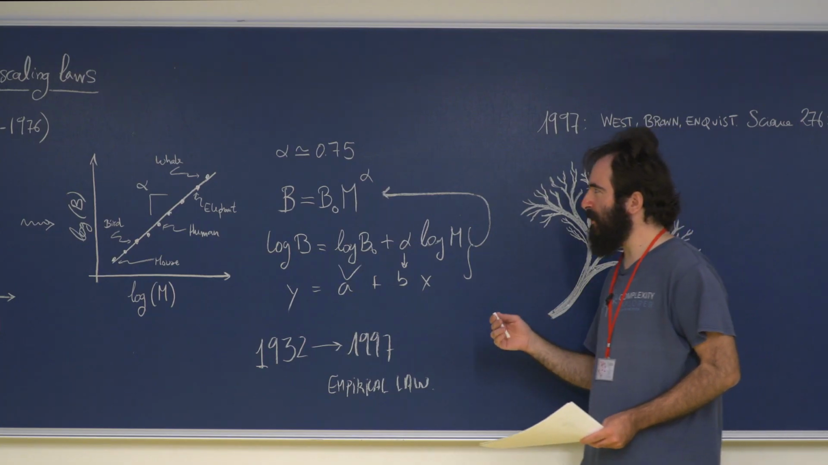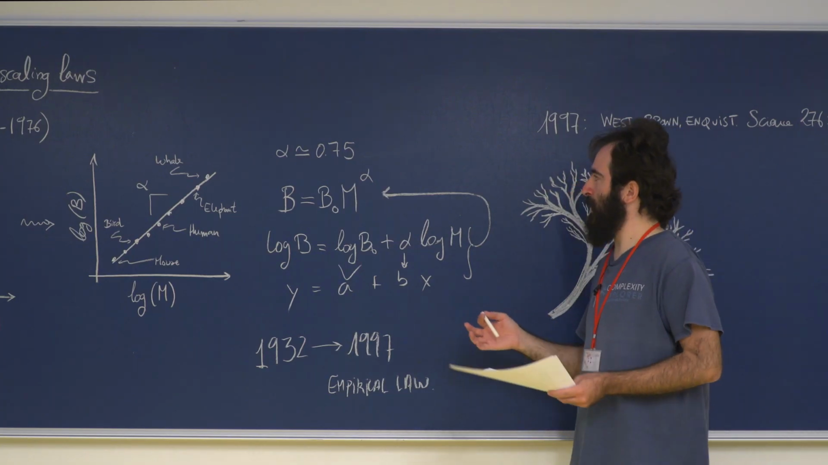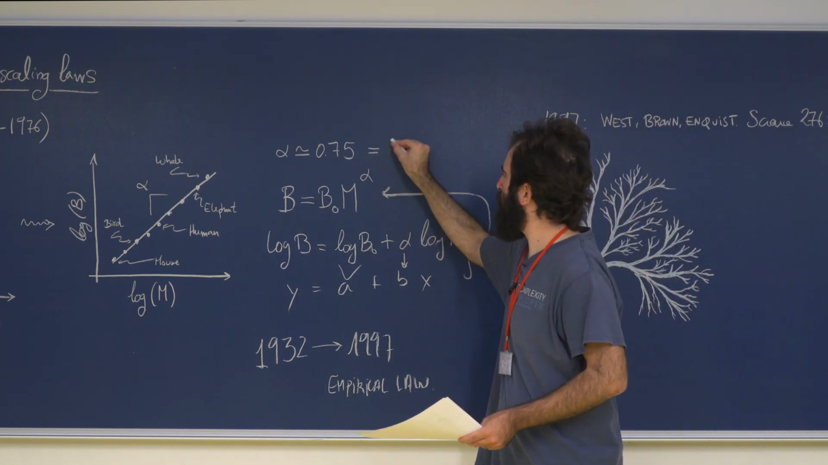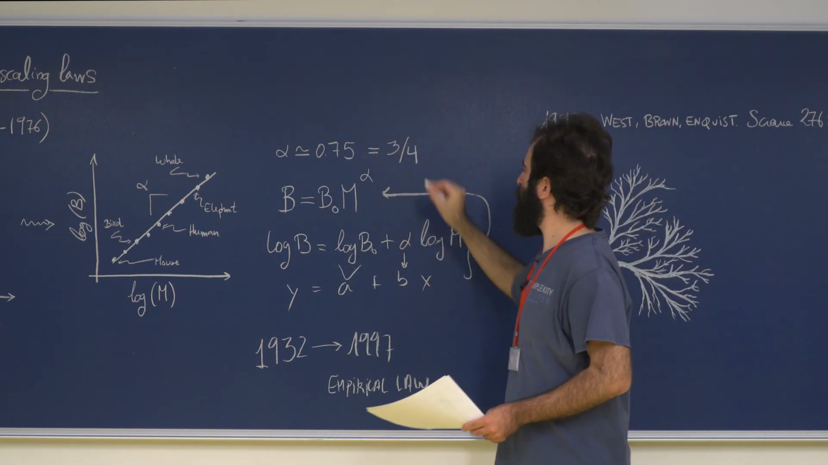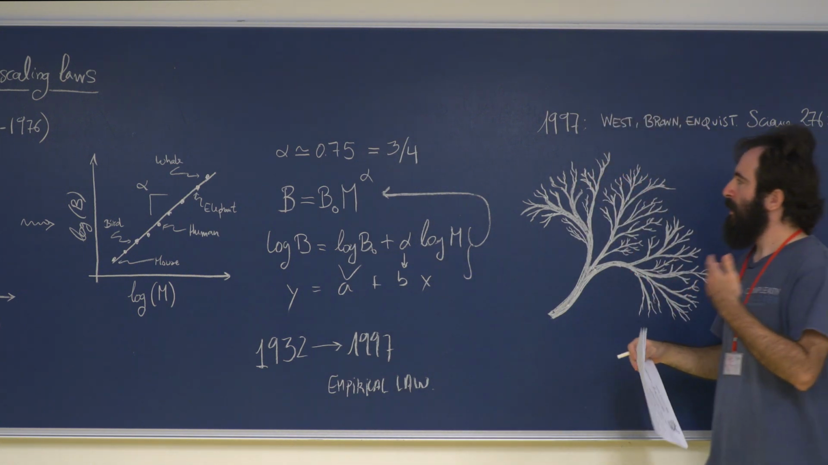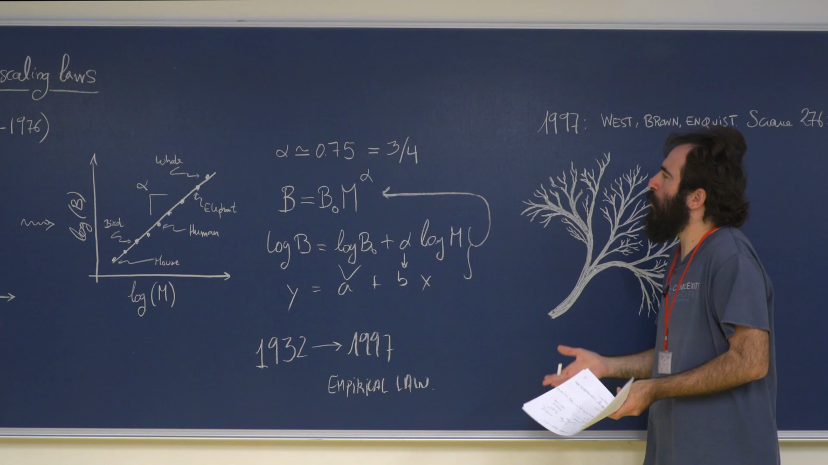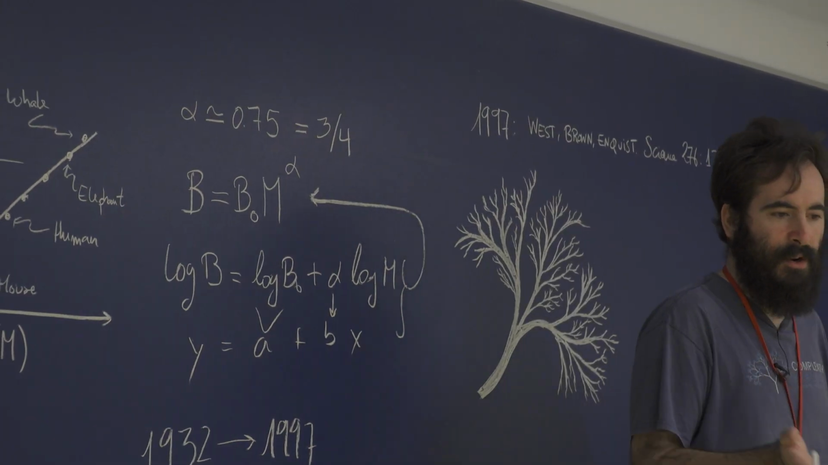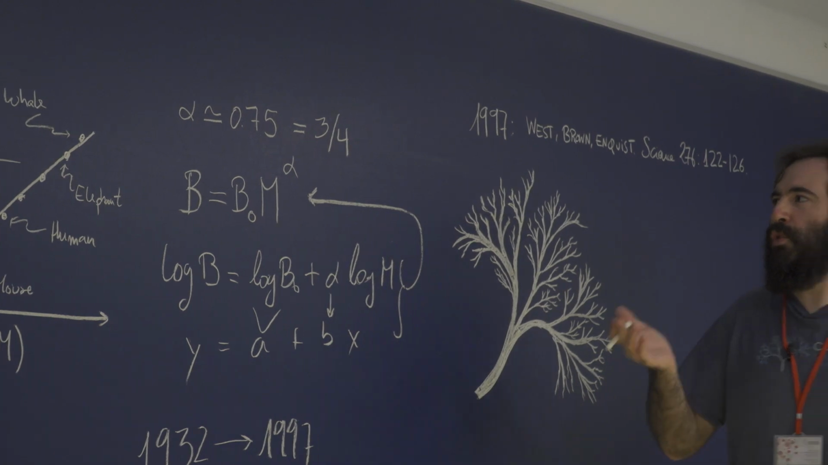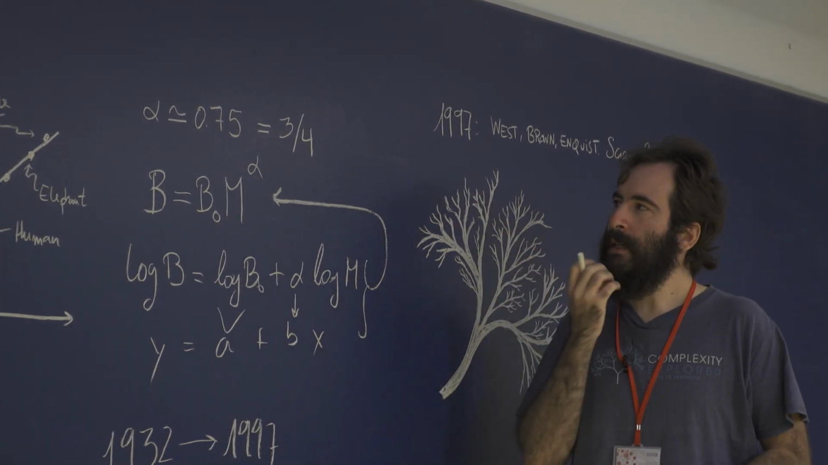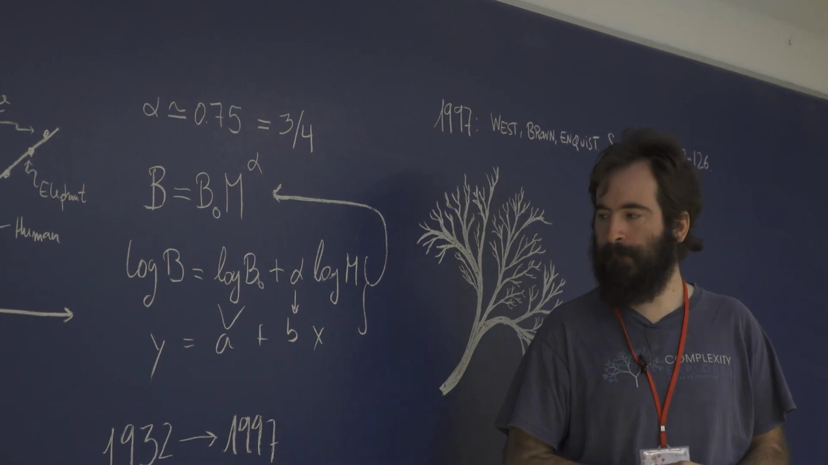But 0.75, it's kind of a funny number. As a matter of fact, 0.75 could be written like 3/4. And that made scientists go nuts about this. Why 3/4? Why not another funny number such as, I don't know, 0.82 or something like that? 3/4 looks like a bit of a round number, so maybe there's something lurking in here.